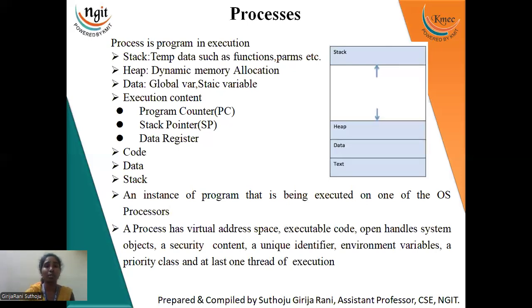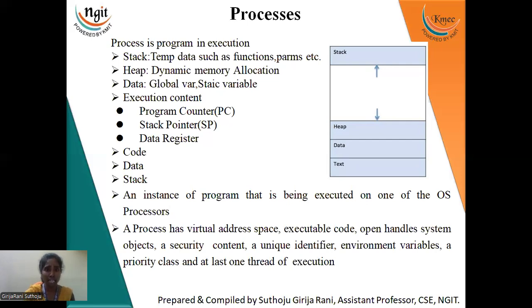A process is a program under execution, or a running application. Everything that is under execution is called a process. So what will be the memory spaces for this? We'll have the stack space, heap space, and the data space.